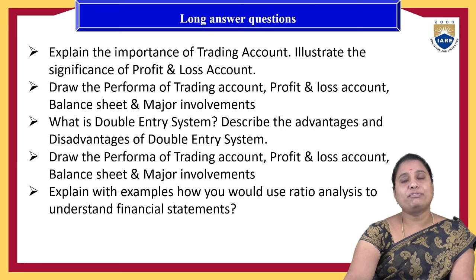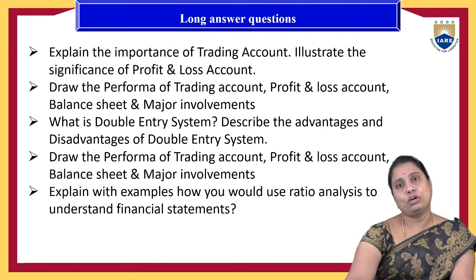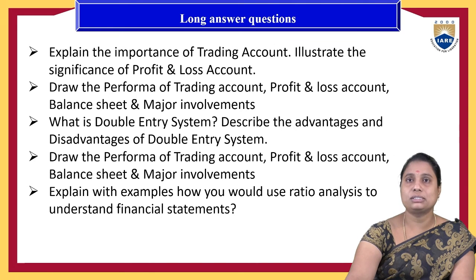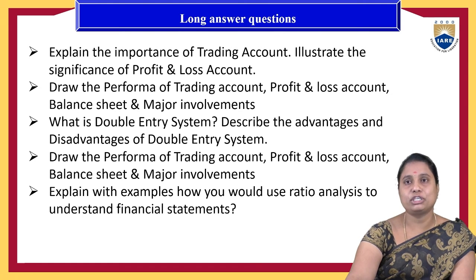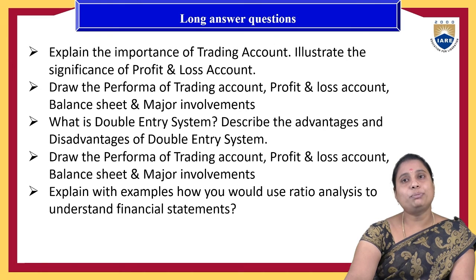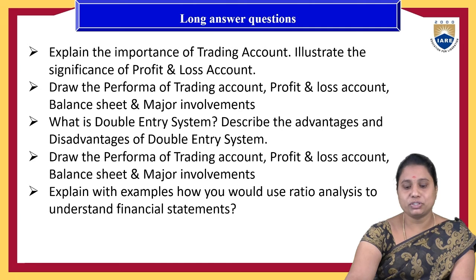And draw the pro forma of trading account, profit and loss account, balance sheet and major involvement. So all the pro formas related to these three final accounts we need to produce. And what is double entry system? Describe the advantages and disadvantages. Same as the previous one. We need to provide the golden rules and an introduction to this double entry mechanism. And draw the pro formas of the trading account, profit and loss account, balance sheet and its major involvement.